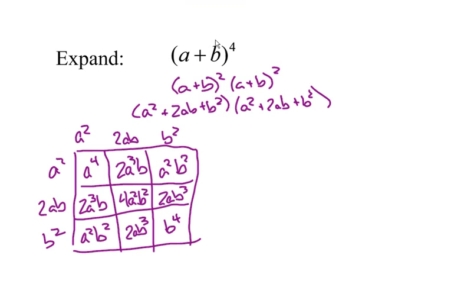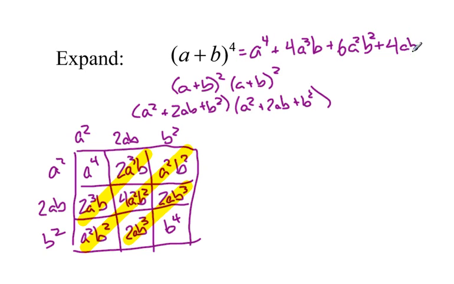And just like before, I have like terms on the diagonals. How convenient is that? So my final answer up here is going to be a to the fourth. Here I have 4 of those a cubed b's, 4a cubed b. Here I have 1 plus 4 plus 1, a squared b squared, so 6a squared b squared. Here I add those two up, so I have 4ab cubed and b to the fourth.